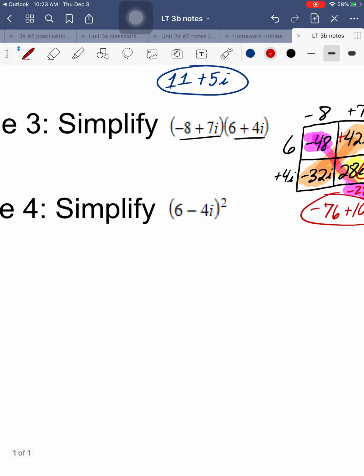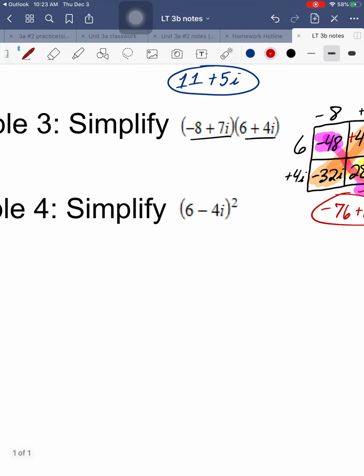All right, simplifying. Now, it's very similar to example 3, except I want to make sure you see a binomial squared. What does that square mean? Well, square means whatever the base of that is, the parentheses means it's all of this, the 6 minus 4i, that's the base. That means it's multiplied twice. That's what a square means, multiplied by itself. If it was a cube, we'd multiply it 3 times. So here, multiplied by itself.